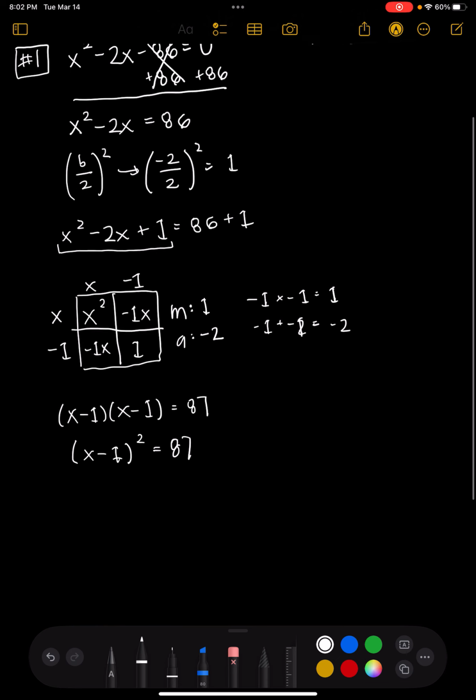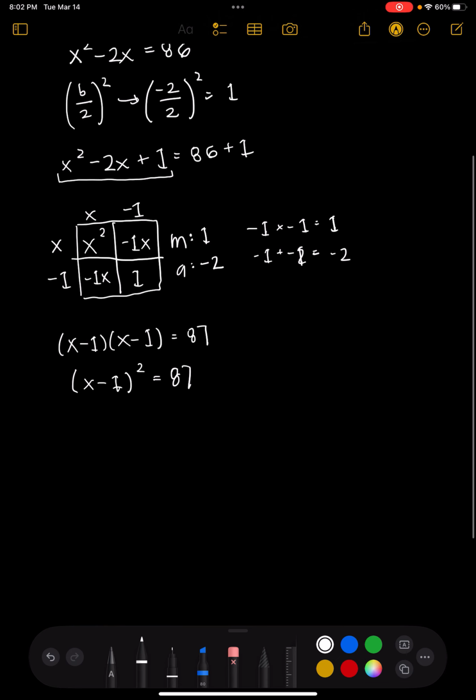And so now that I have this, it looks really, really similar to one that we solve with square roots. So I have a squared on one side, I don't have a squared on the other. What I'm going to do is square root both sides. So square root this side, square root that side. And remember, when I square root something, I have to do a plus or minus. So then the square root and the squared cancel each other out on the left side, and I'm just left with x minus 1 on the left side. And then on the right side, I have plus or minus the square root of 87.